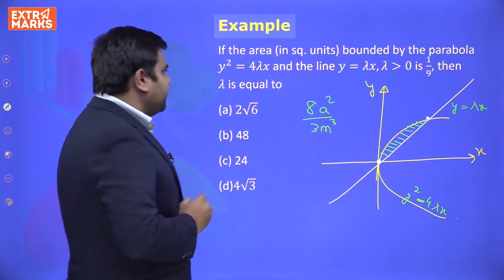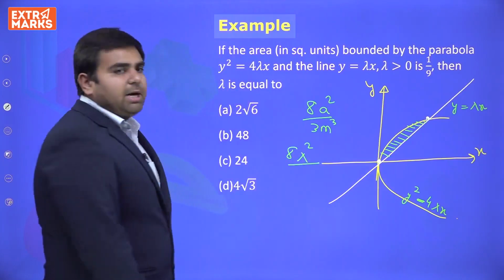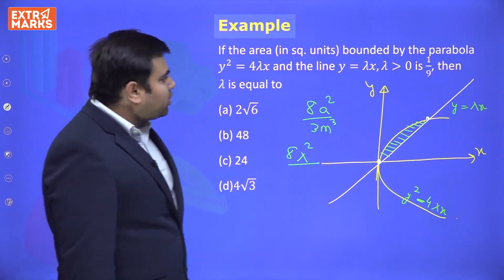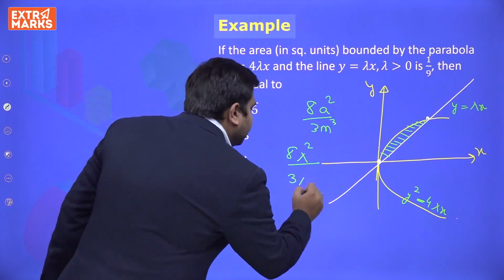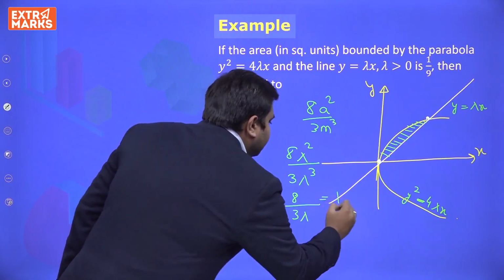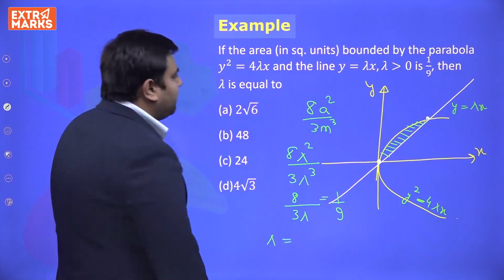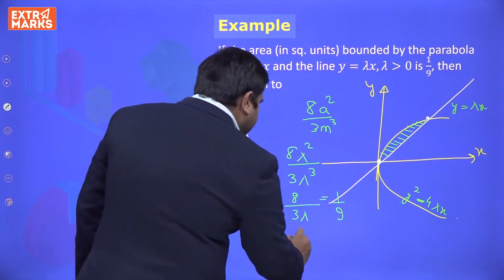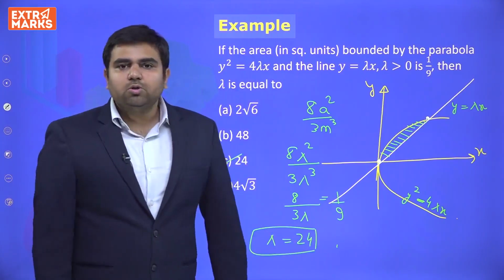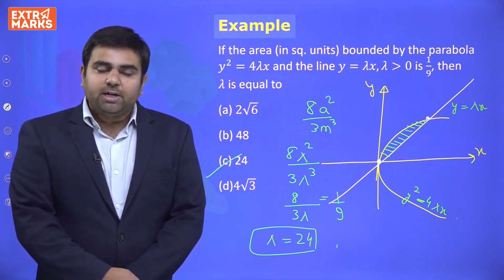What is a square in this case? A square is lambda square in this case, because a is lambda in this case. And what is m cube? What is m in this case? M is also lambda in this case. So this would be 3 lambda cube. So this would come out to be 8 upon 3 lambda, which is equal to 1 by 9. So lambda will come out to be what? Lambda will come out to be 24, right? Because this is 8 into 3, which is 24. So 24 is the correct answer. Are you getting this point or not? Therefore 24 is the correct answer, right?